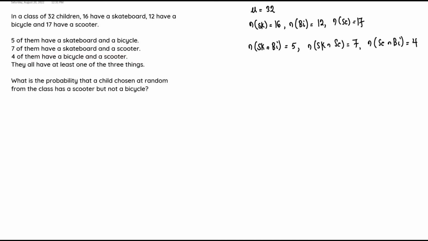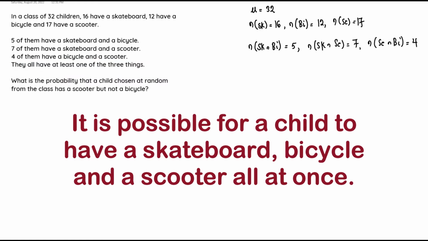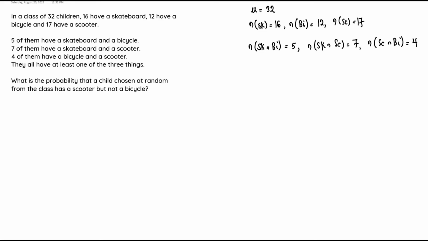So the question says that they all have at least one of the 3 things. This simply implies that there is a chance that a student or a child can have skateboard, bicycle, and scooter. So that means it is possible for these 3 events of having either a skateboard, bicycle, or scooter to occur at the same time. That simply means our experiment is going to be producing mutually inclusive events.